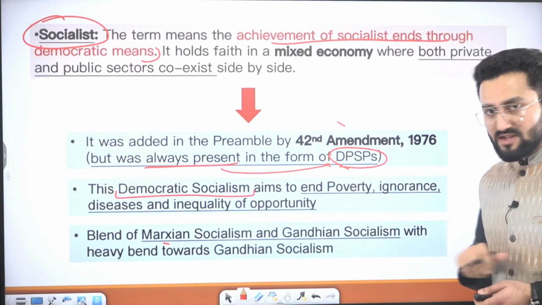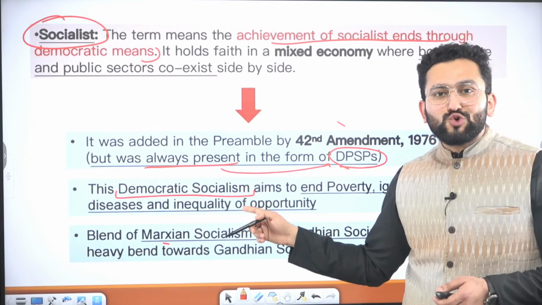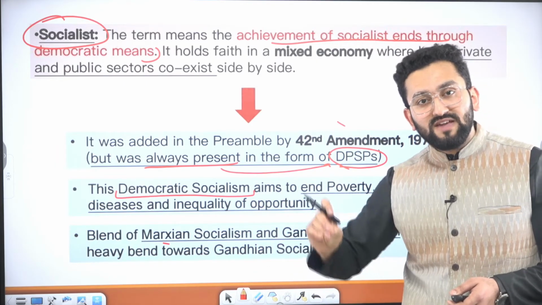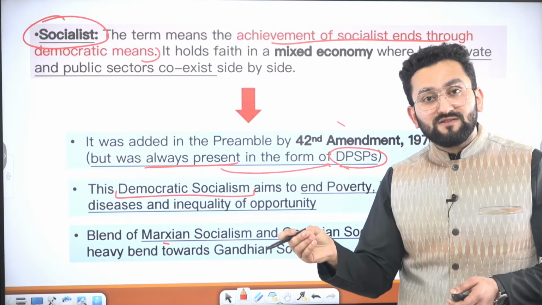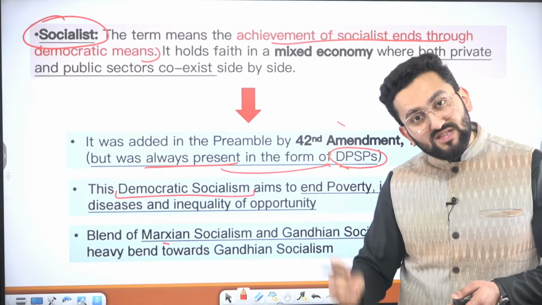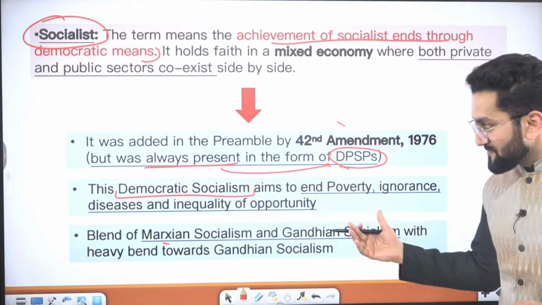But in Indira Gandhi ji's time it was added. This is democratic socialism. It means we believe in democratic processes. We elect our representatives, and on the basis of these representatives we have a government. So through this democratic process we want to achieve socialist outcomes.